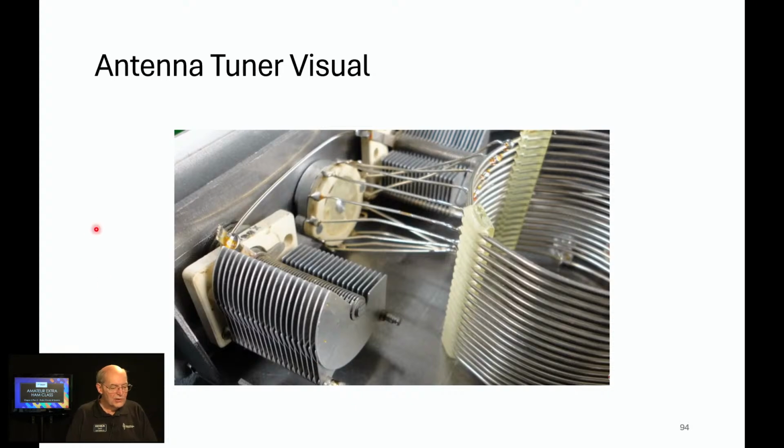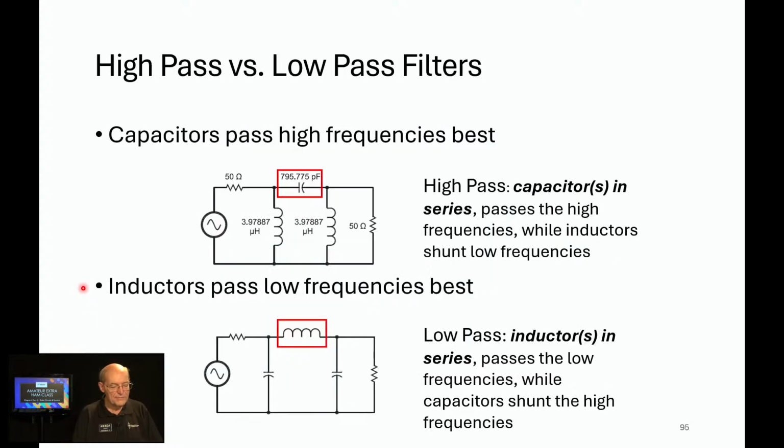Here's a visual of one kind of antenna tuner. You see capacitors and an inductor. So they're putting these reactive elements in there so you can do the tuning. So we've got high pass and low pass filters, and I'm going to give you some memory tricks to help you figure out which one is which, because there are some questions that will be very tricky if you don't grab some of these concepts, the little memory tricks I'm going to share.